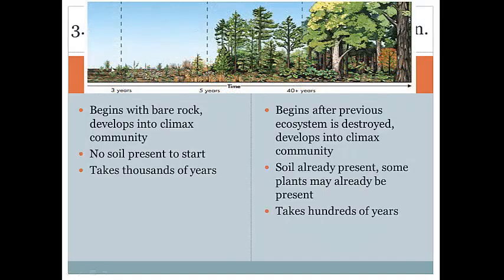So here we have an ecosystem that's been wiped out after a fire, and there's still some plants left behind. There's some soil there. Those plants fill in and grow, and over a shorter period of time, we again end up with this climax community that is filled with many different species with lots of biodiversity.